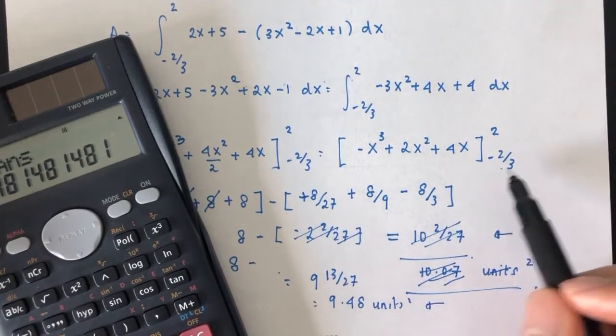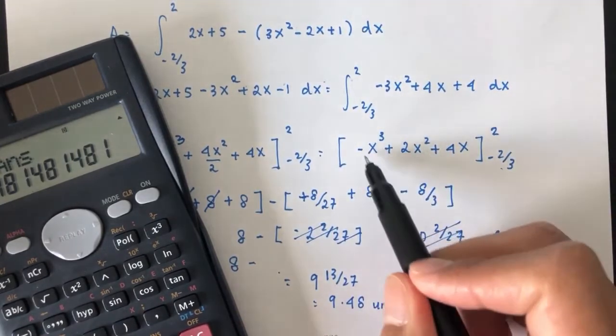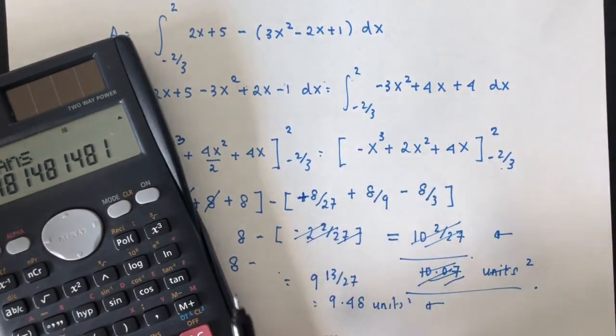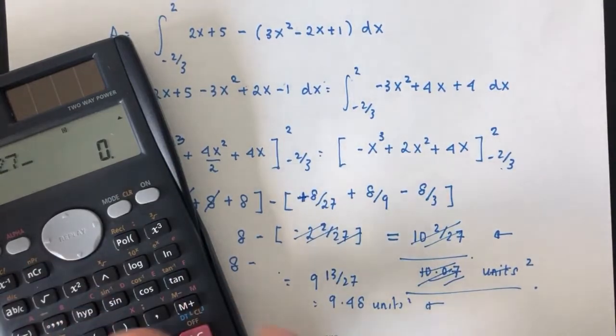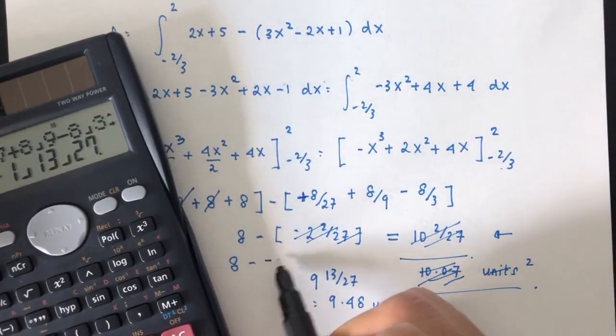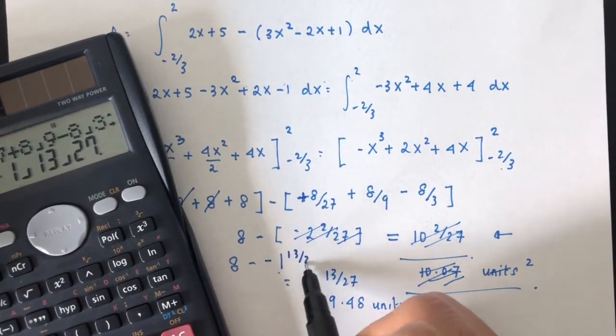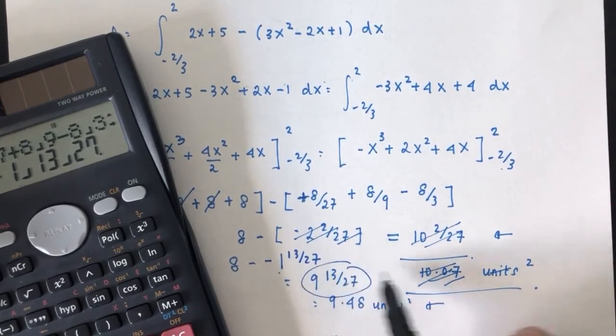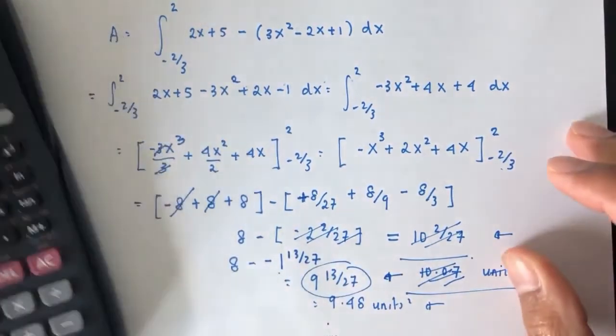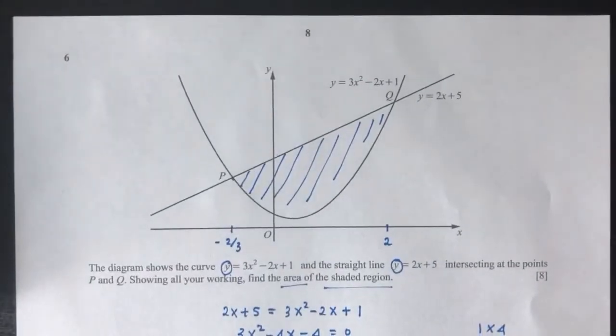So here the only mistake I made was when I put this into this, it needs to be plus and not minus. So 8 over 27 plus 8 over 9 plus, so minus 8 over 3. That should be minus 113 over 27. That should give me this value. That will be question number 6.